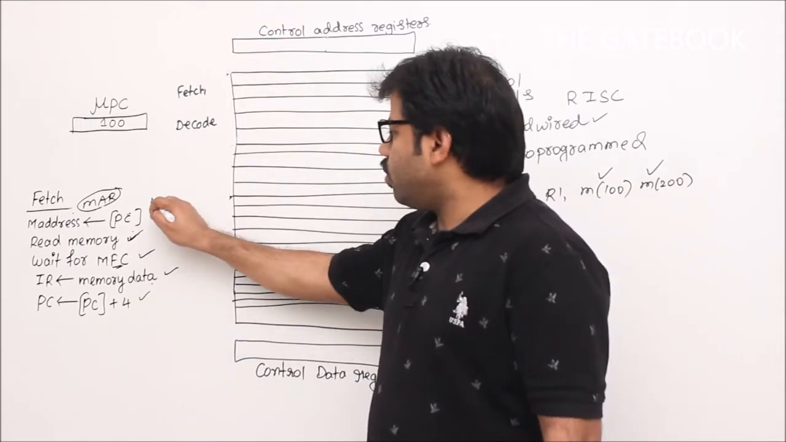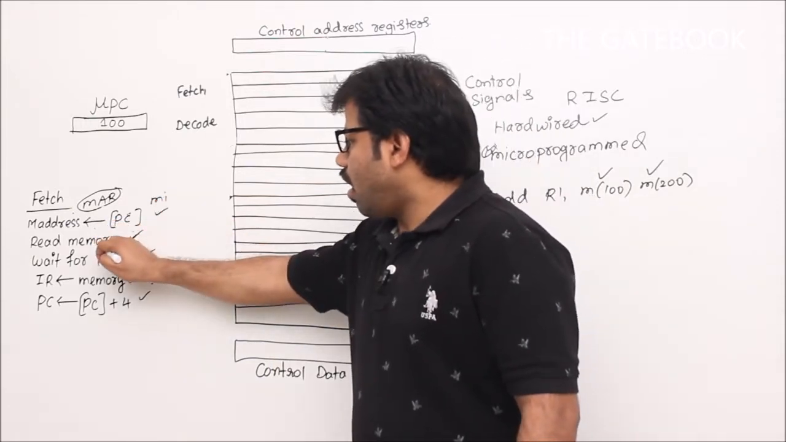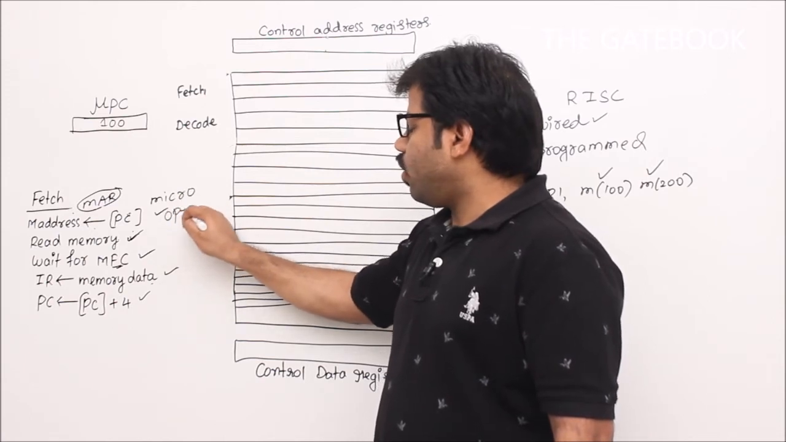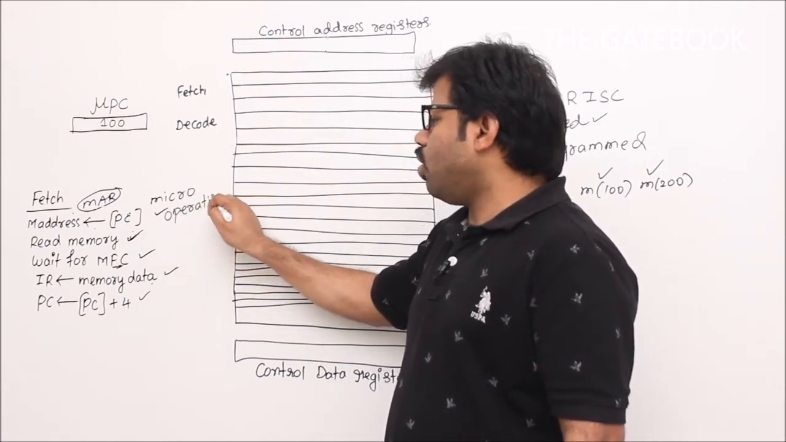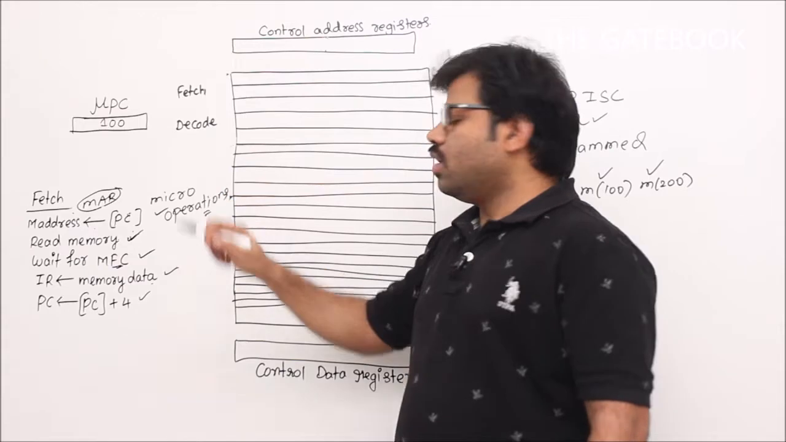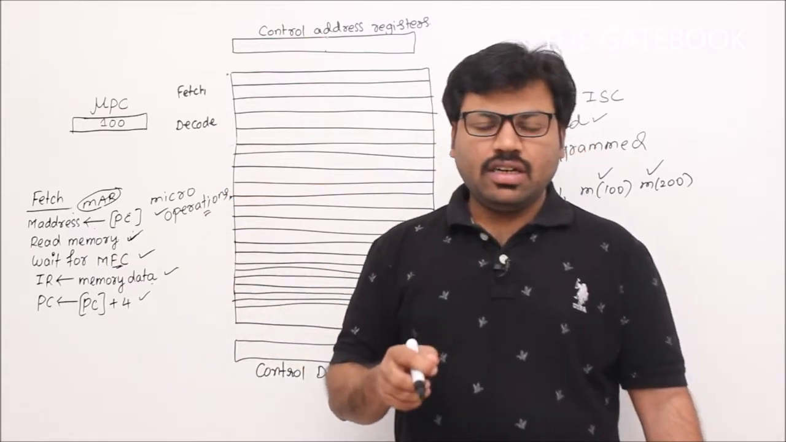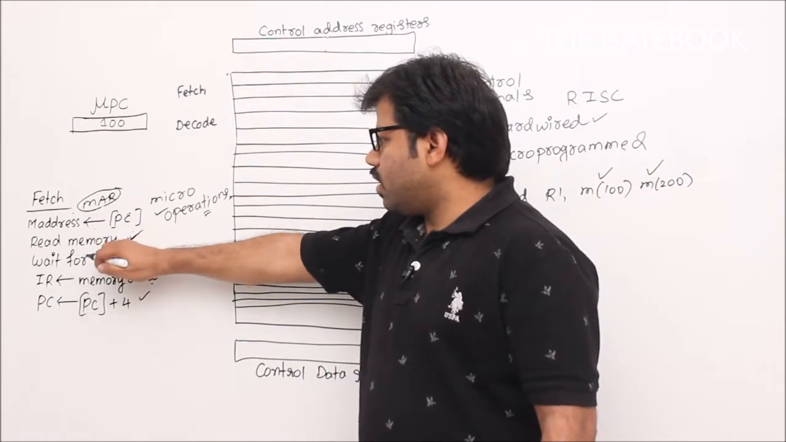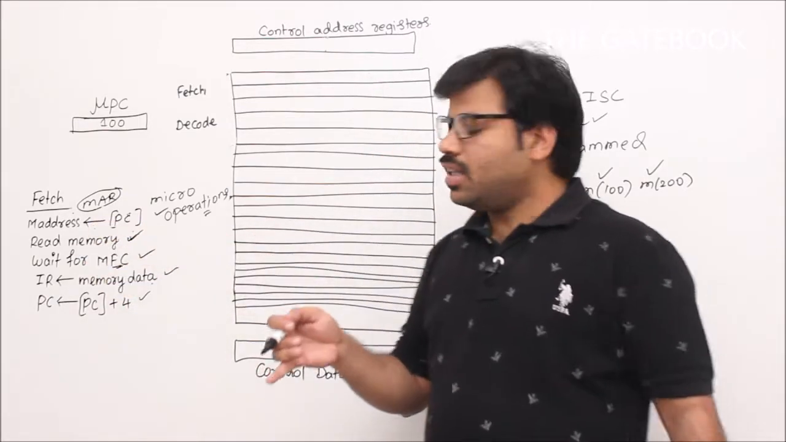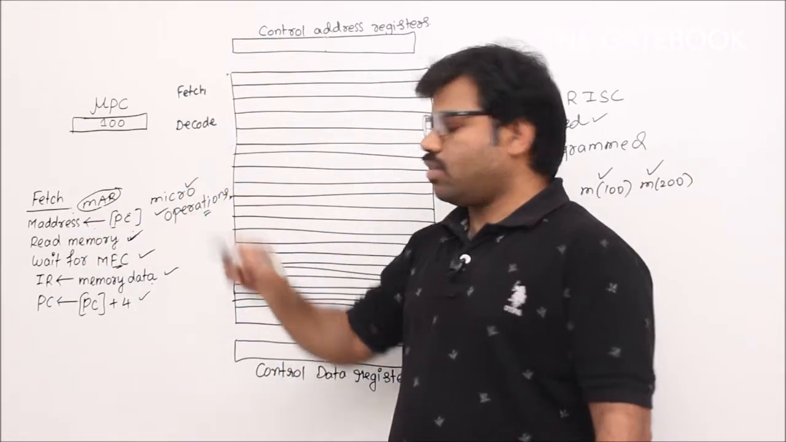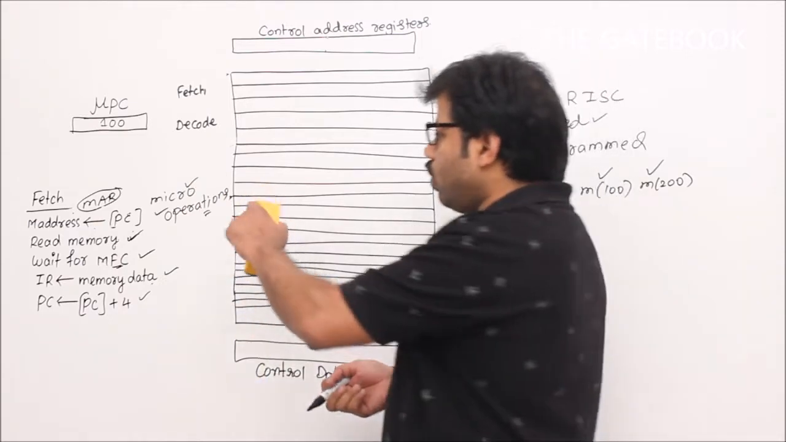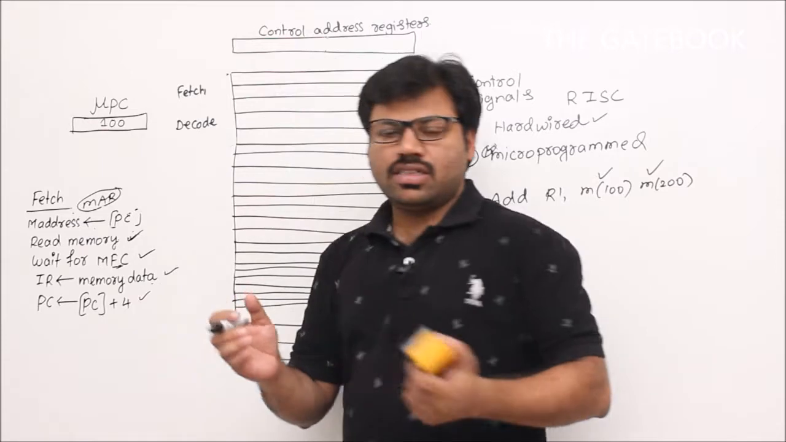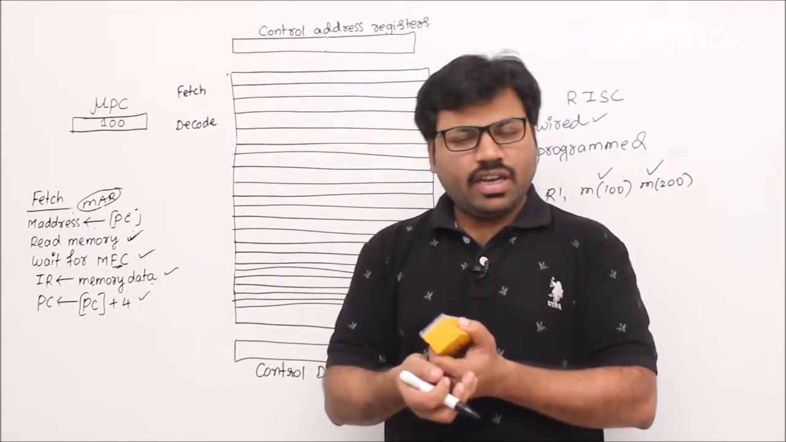Here I would like to tell you one thing. All these things are called micro operations. I can say this entire thing is one or more micro operations. Don't worry about it. To execute one instruction, we need some atomic steps, one step, one step, one step. All these are called micro operations. That is enough for you, so don't go into the details of micro operations.